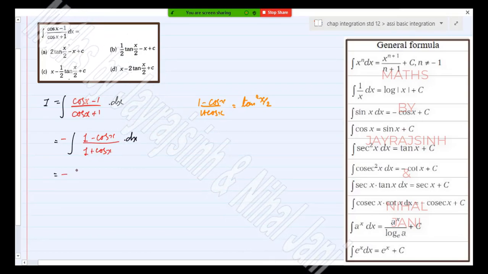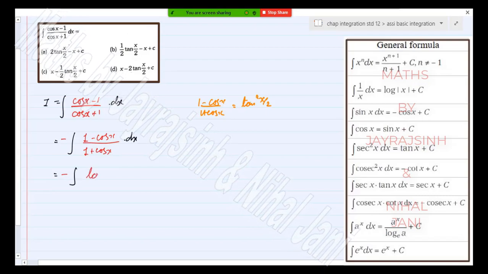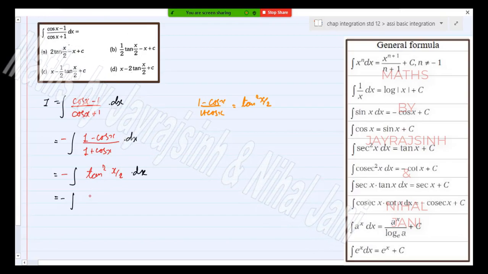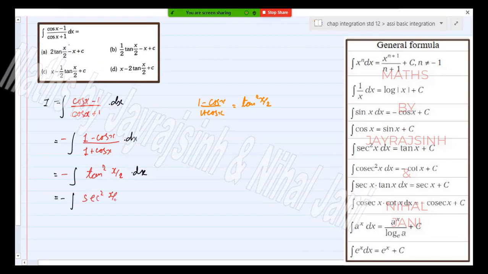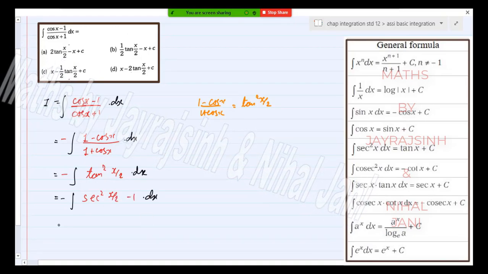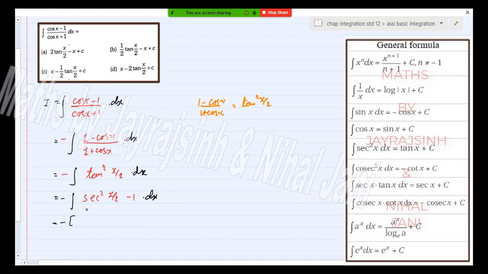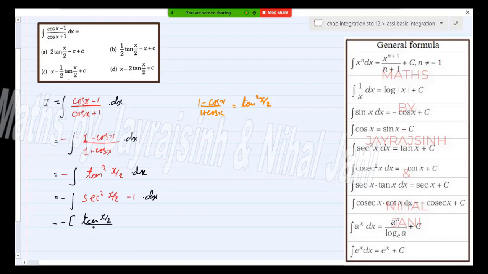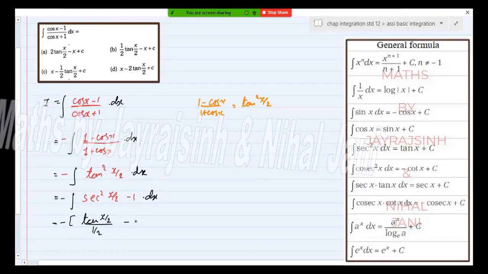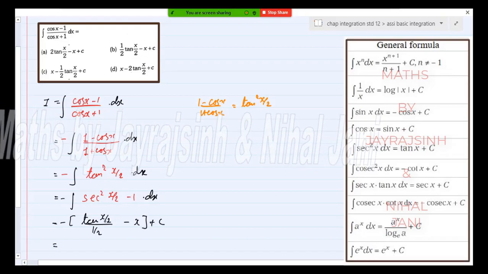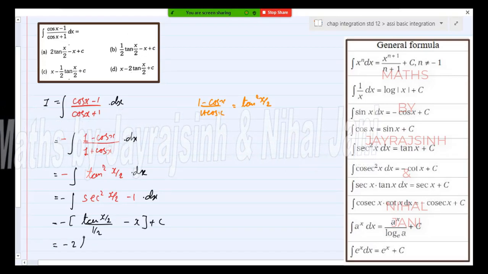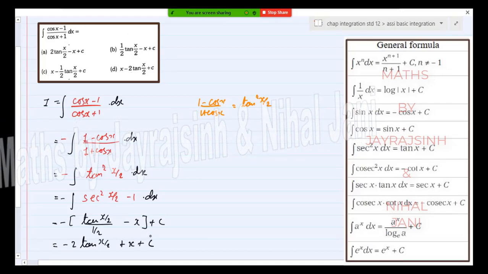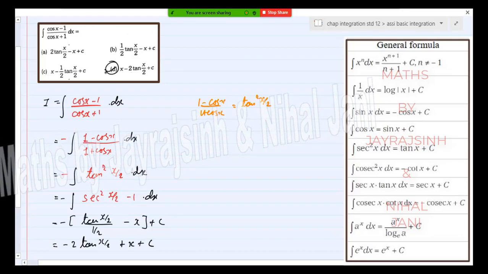So we can say our function will become tan square x by 2. For integration of tan square, we should convert it into sec square x by 2 minus 1. Now we are ready to integrate. Integration of sec square will be tan x by 2 upon the coefficient of x, which is 1 by 2, minus integration of 1 will be x plus c. This is your final answer.